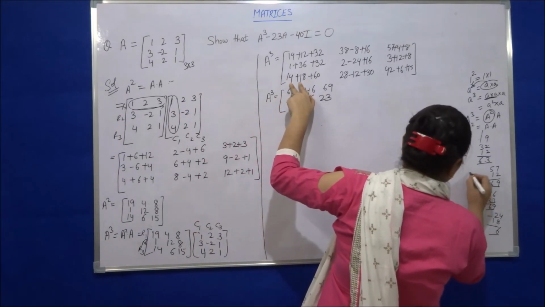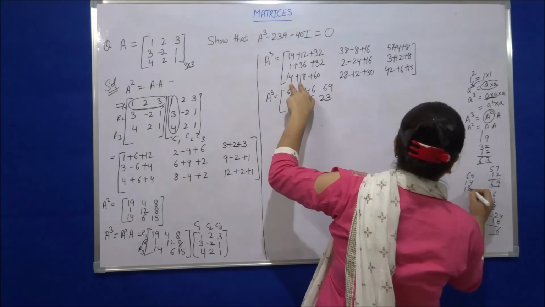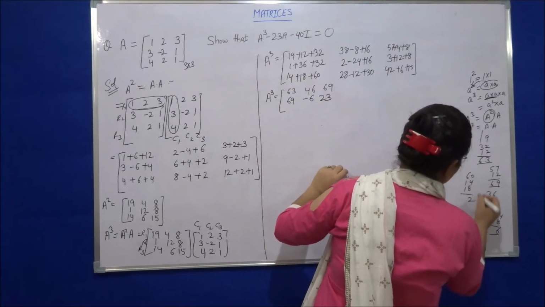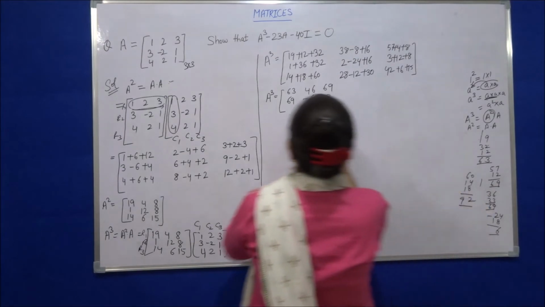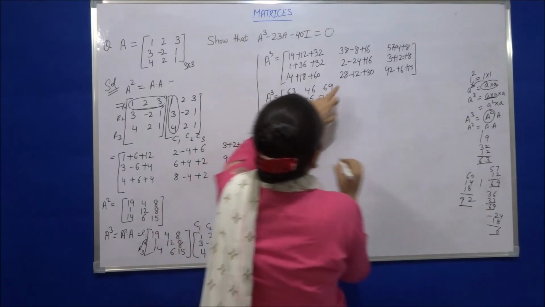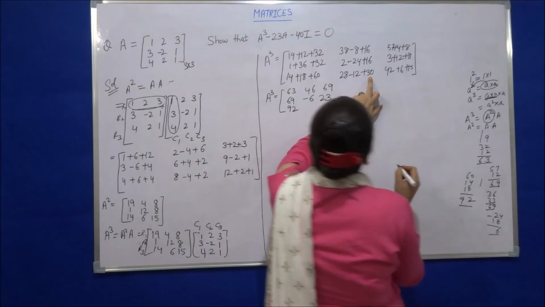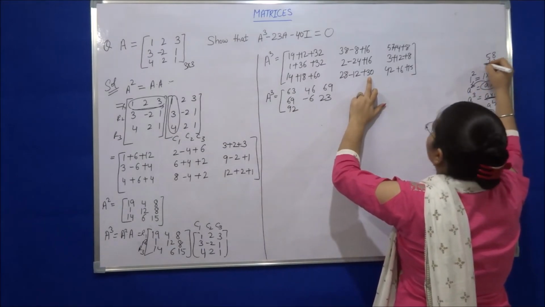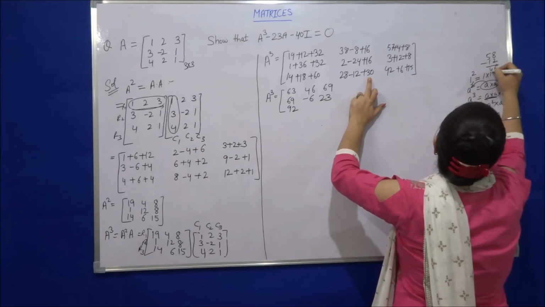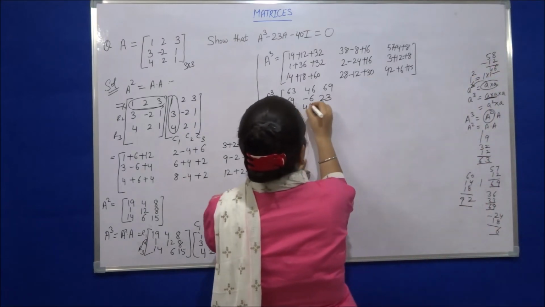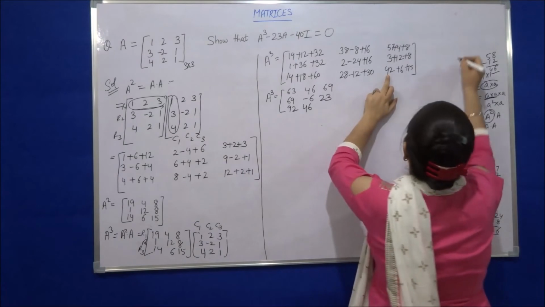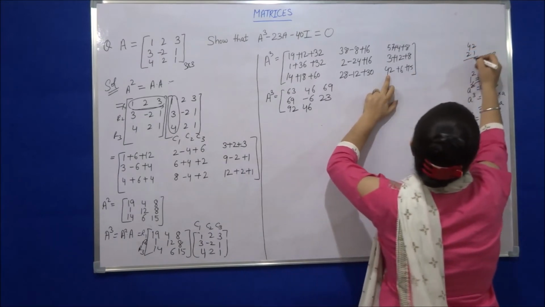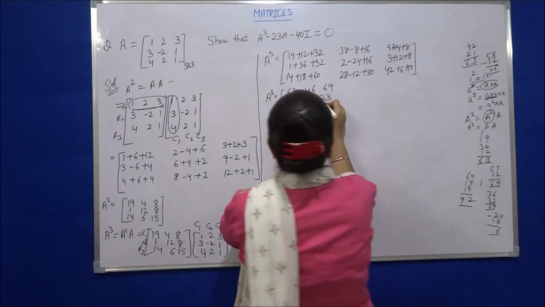60 plus 14 plus 18, 92. Now 28 plus 30, 58 minus 12, 46. Now 42 plus 15 plus 6, 21. So that will be 63.